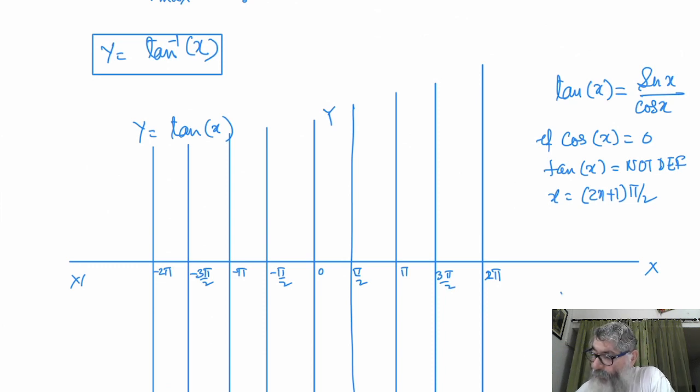And tan x at 0 will be sin 0 upon cos 0. Sin 0 is 0, cos 0 is 1, so it will become 0. So tan x is 0 when sine is 0, and sine is 0 at n pi. So the curve of tan x will come like this.